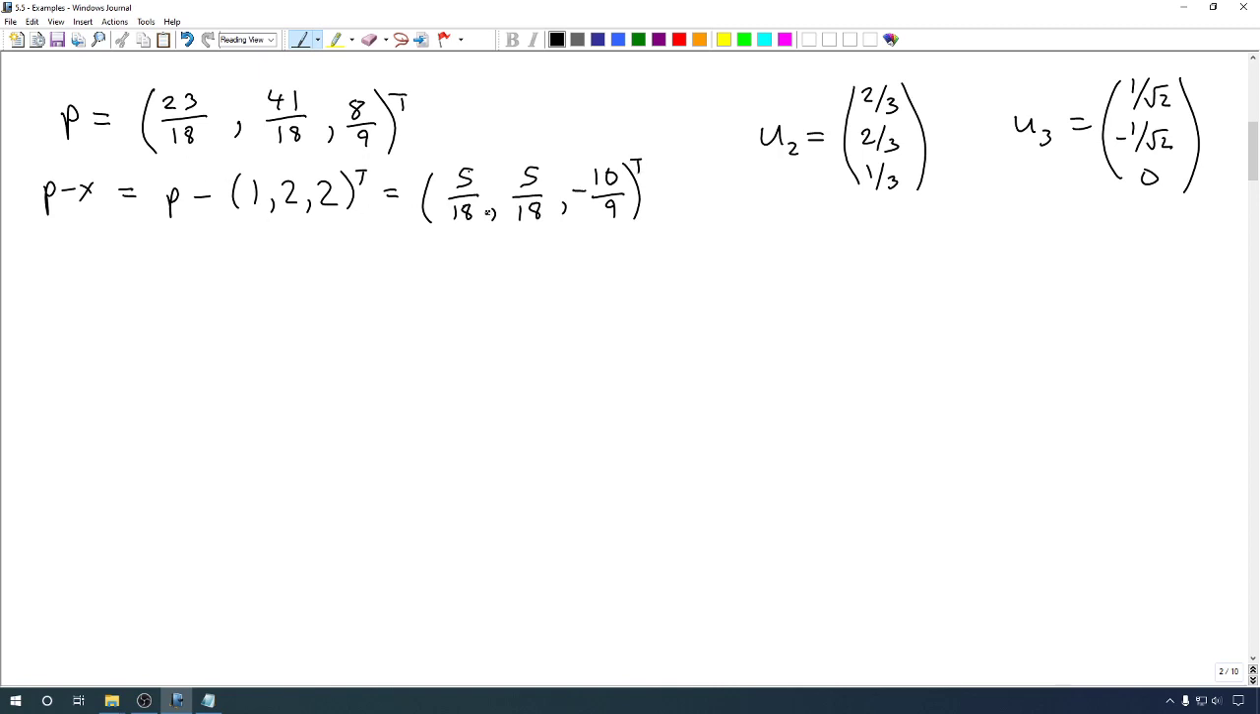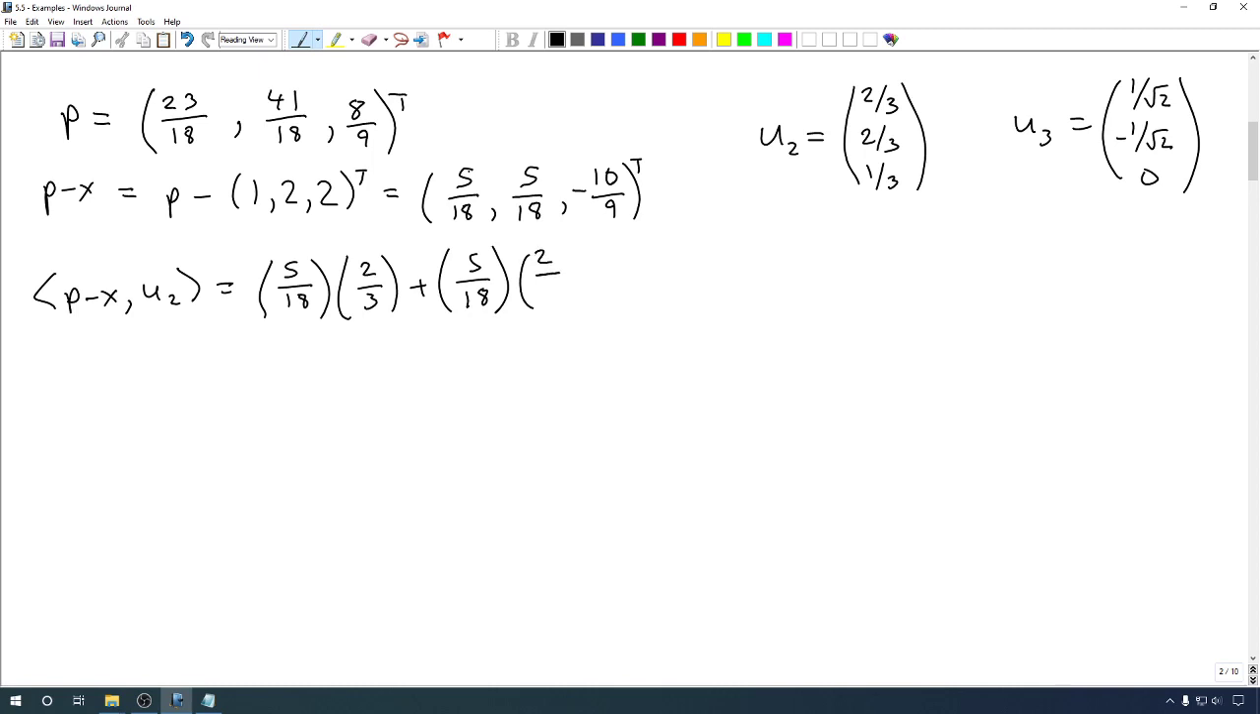So p minus x is this vector here. What is the inner product of that with u2? Remember, we just take this whole thing and multiply it with this vector here. This is the normal scalar product, so we're really just going to take 5/18 times the 2/3, plus 5/18 times another 2/3. But then we have this minus 10/9 times a 1/3. And we get to actually figure out what all this stuff is.